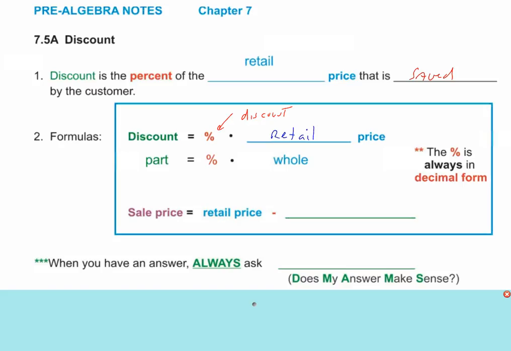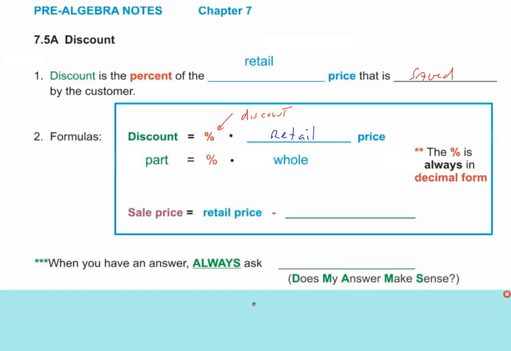So retail price. And really, what we're finding here is the new retail price. Does that make sense? We're discounting an item, we're going to find the new retail price. And of course, the sale price will always be the retail price. Okay. I got to backtrack one thing of what I just said, and I'll confuse you guys.